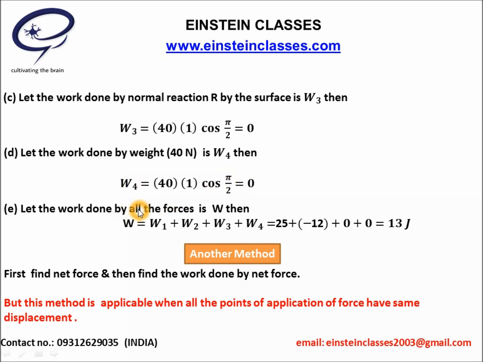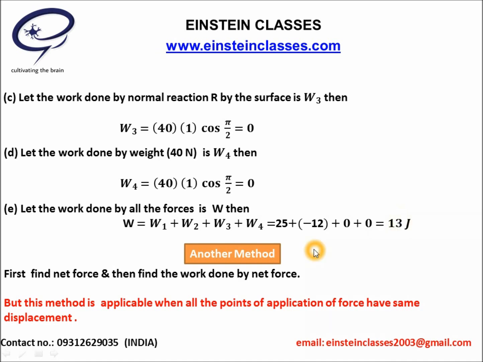Now we have to find the work done by all the forces acting on the body. We have to take the algebraic sum. The value of W1 is 25 joule. The value of W2 is minus 12 joule. The values of W3 and W4 equal 0. Hence, by doing very simple calculation, you will get 13 joule. This one is the total work done.